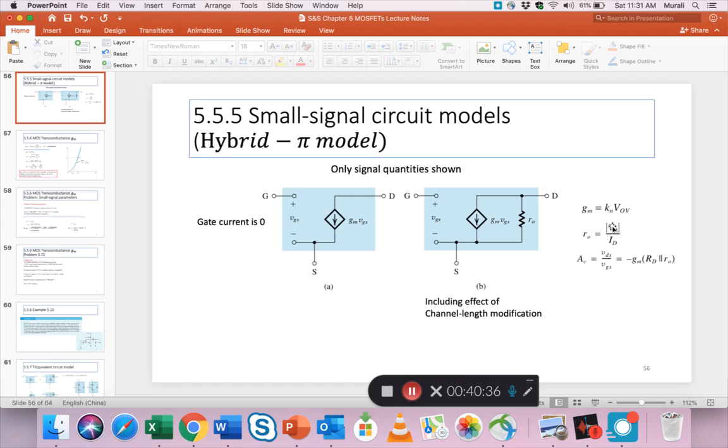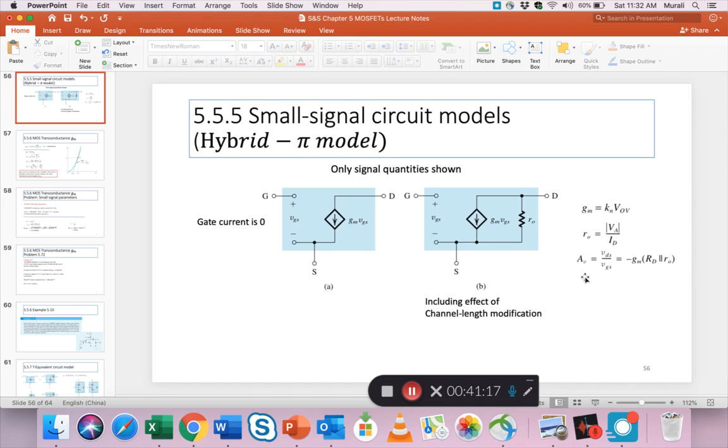It's the magnitude of VA, which is a voltage that you may remember is like the early voltage. It's given for a particular technology and for a particular device, and you may remember lambda equals 1 by VA, or some such relationship exists already. So RO is connected to VA, it's connected to lambda, and it's connected to the drain current. Okay, so RO equals VA by ID. Then you write the gain.